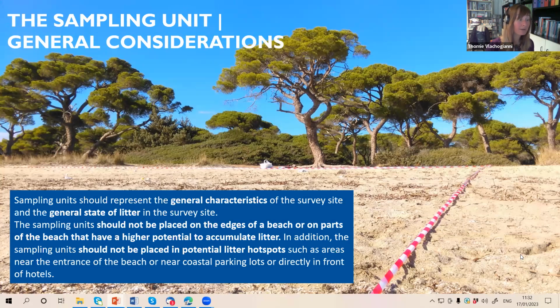So one important consideration when choosing where to place the sampling unit on a big beach is to always keep in mind that the sampling unit needs to represent the general characteristics of the survey site and the general state of litter in the survey site. For example, the sampling unit should not be placed on the edges of the beach or on parts of the beach that have a higher potential to accumulate litter.